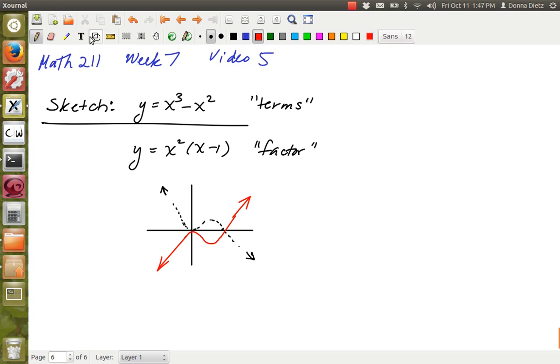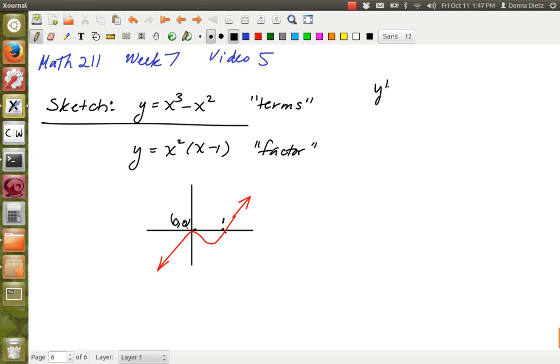Okay. Let me erase these guys, because they are not quite right. So if that's all it said, I couldn't fault you. That's a pretty good picture. So the zeros are at 0 and 1. The local max is at 0, 0. And there's a local min somewhere down here. Let's find out where the local min is, just for fun.